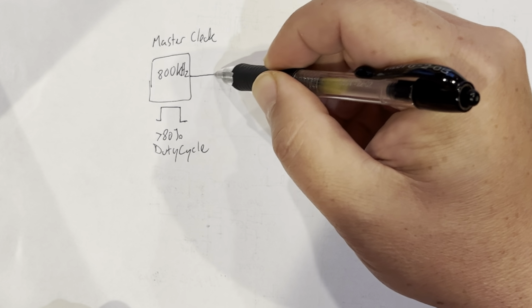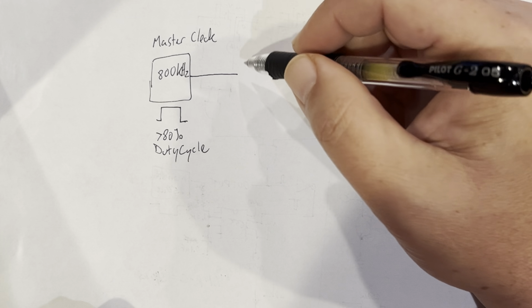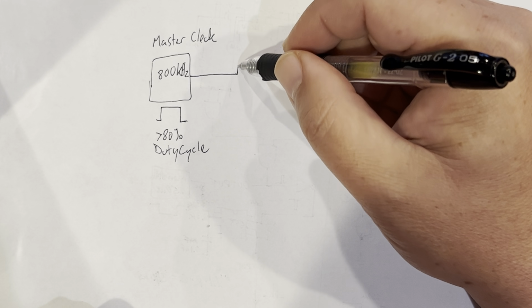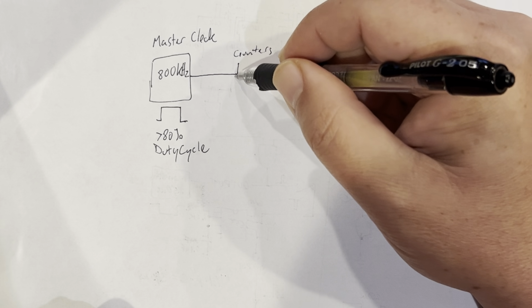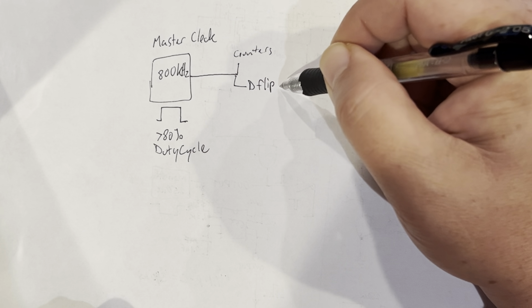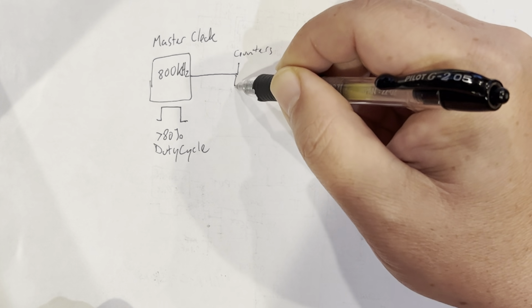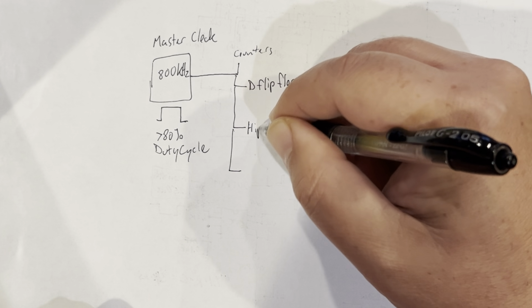This master clock then goes to the counters. It's going to the D flip-flop to sync everything. And now you need it to go and trigger at the same time a high pulse and a low pulse.